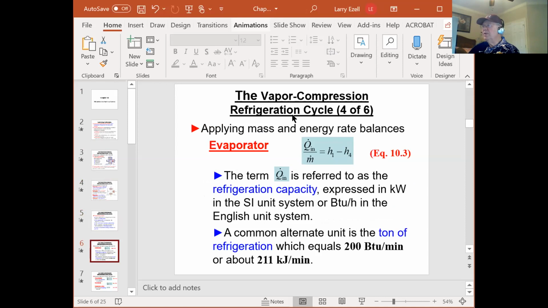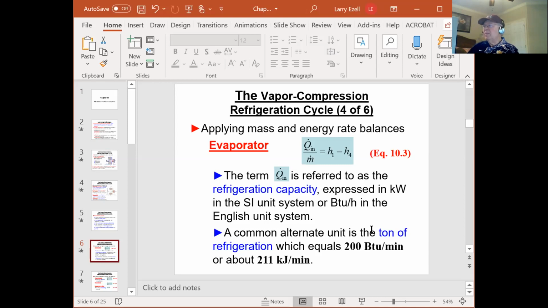Now, when we go through the evaporator, we apply the first law and we find the heat transfer per pound of refrigerant is h1 minus h4. And Q_in is referred to as the refrigeration capacity, or the amount of cooling or amount of refrigeration. It's expressed in kilowatts in the metric system, BTUs per hour in the English system.